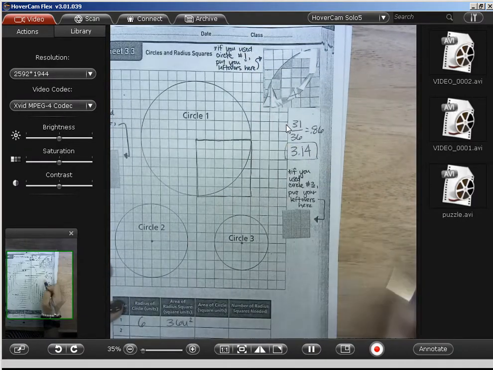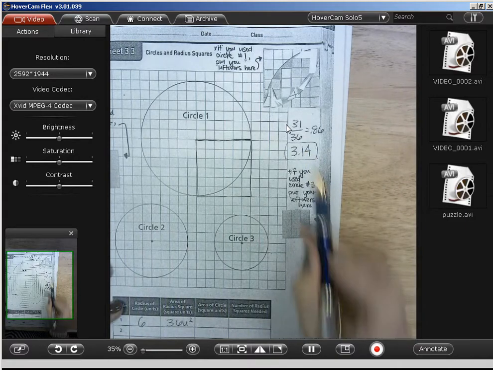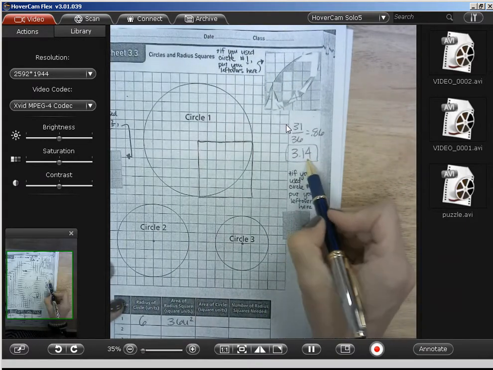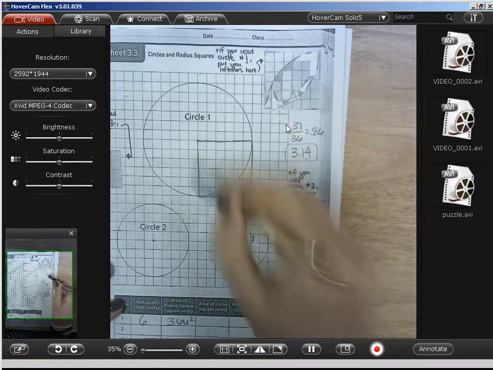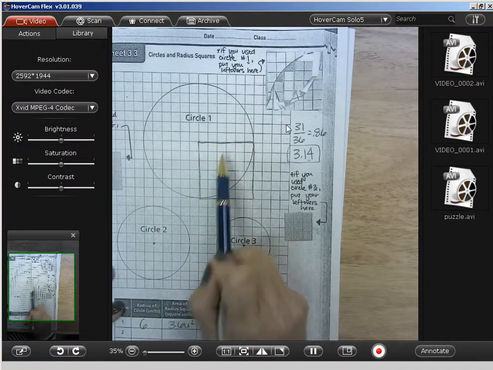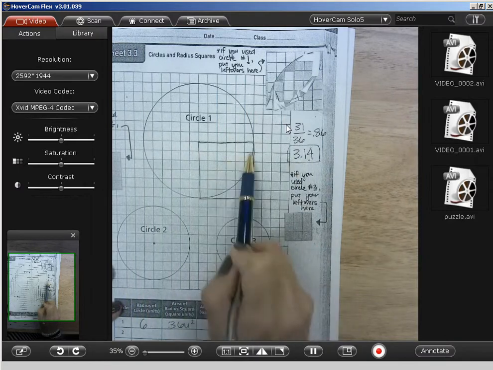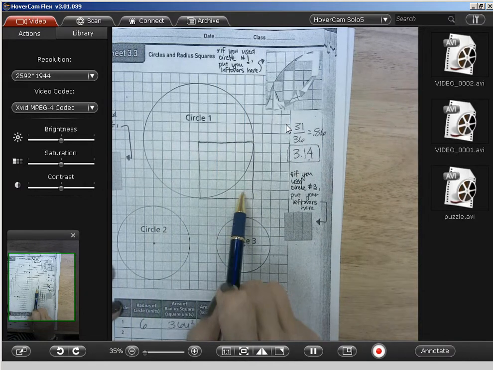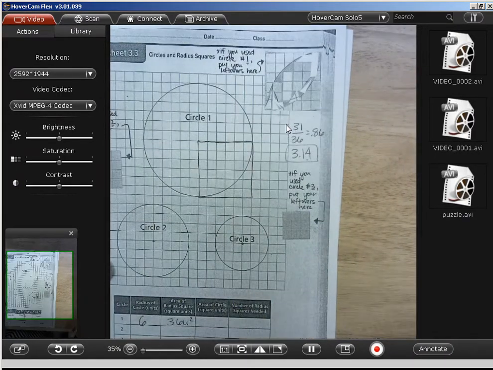So hopefully when you see this number, you're like, oh wait a minute, I know that number. That's actually pi. So for the area of any circle, it will take 3.14 radius squares to fill in that circle.